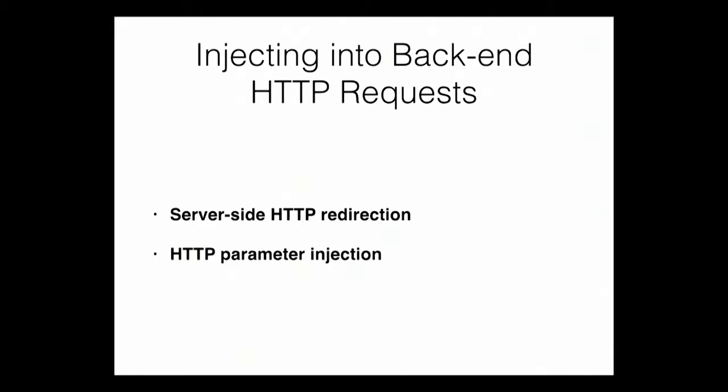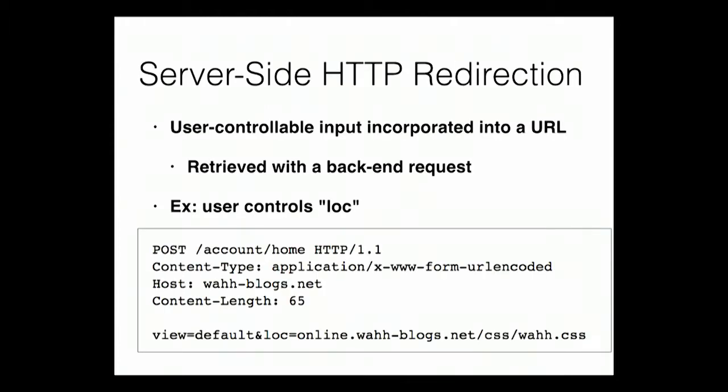And there's some more fun stuff you can do here. HTTP redirection and parameter injection, which leads to one form, parameter pollution, the simplest kind. So you've got a user-controlled input in a URL. And this is retrieved by a backend request, so the user controls this location. I specify the location, and so I put the name of some URL there. And it's going to view this page, and I'm able to control the URL.